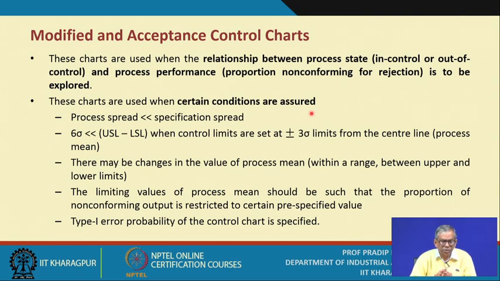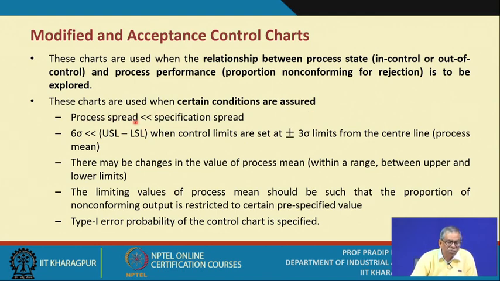These charts are used when certain conditions are assured. It's not that at any point in time, when the process is newly installed, you suddenly start using these modified and acceptance control charts. It may not be a good decision, so before you start using them, certain conditions are to be met. What are these conditions? The process spread should be substantially less than the specification spread.